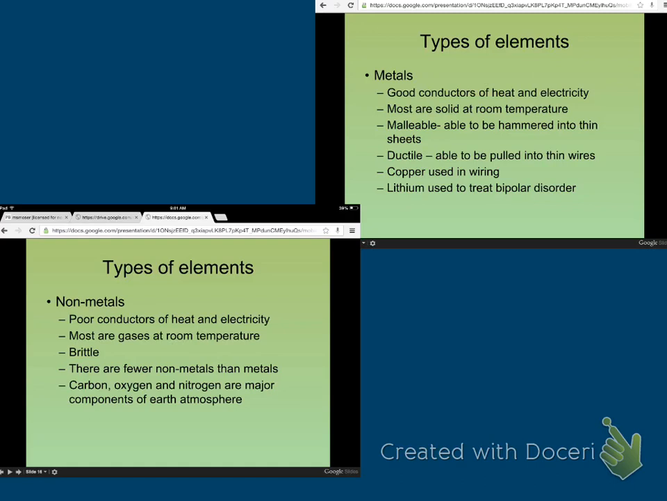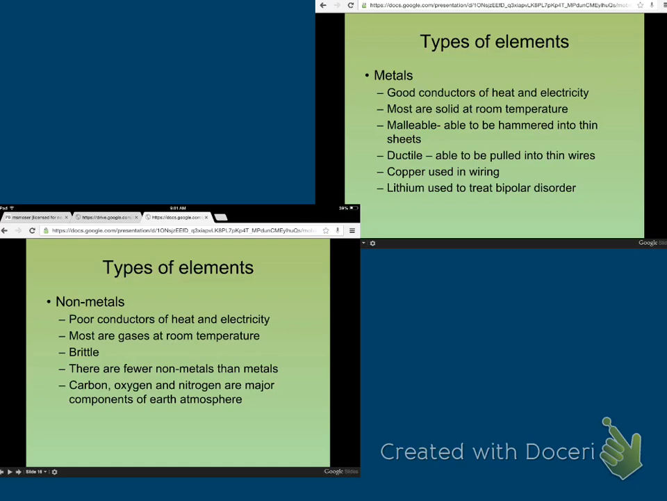Nonmetals are great insulators. We use nonmetals as insulators very commonly because they are lousy conductors of heat and lousy conductors of electricity. Most metals are solids at room temperature, and they tend to have really high melting points. It takes a lot of energy to melt gold, copper, iron, etc. Most of these nonmetals are gases at room temperature. In order to get them to liquefy or solidify, you have to lower the temperature dramatically.